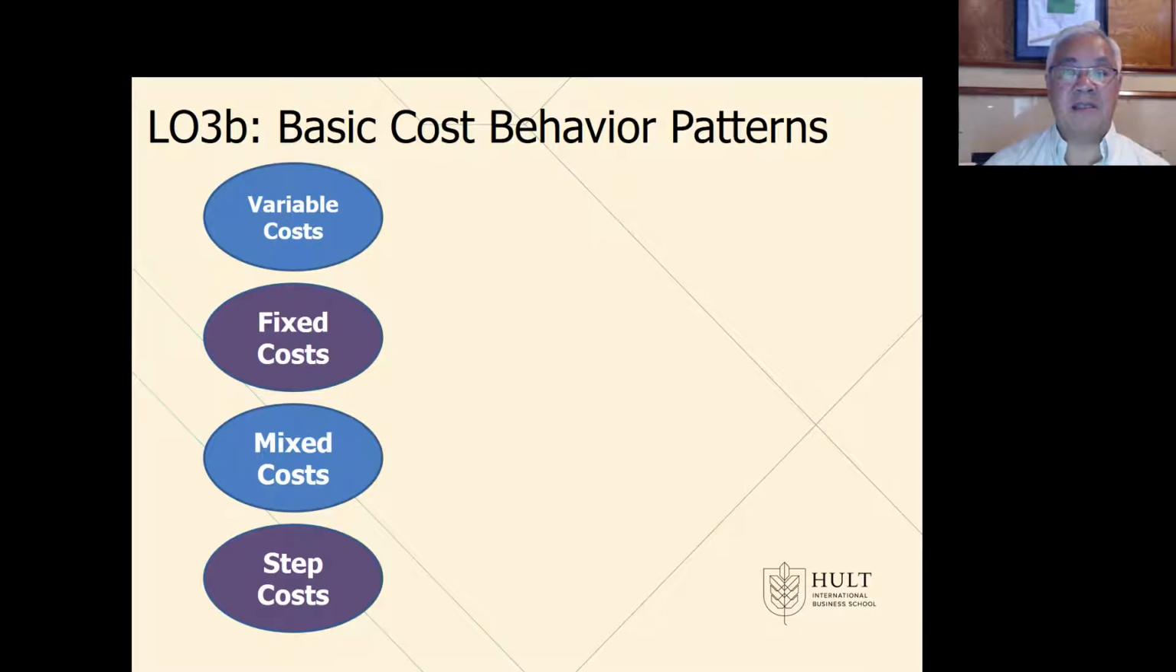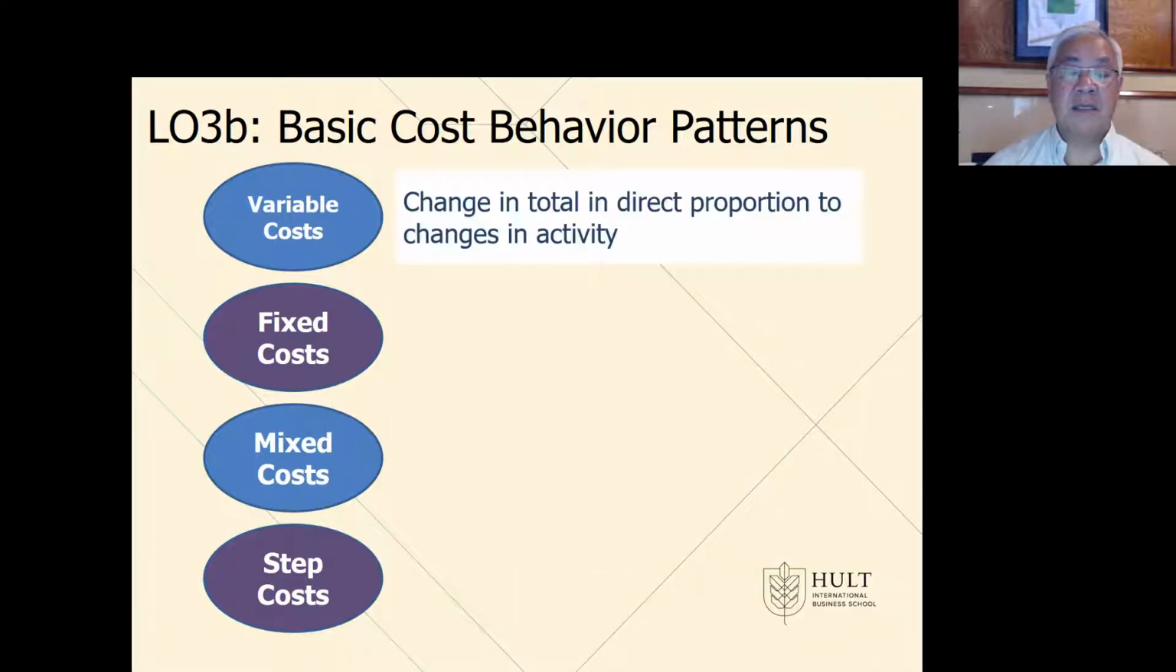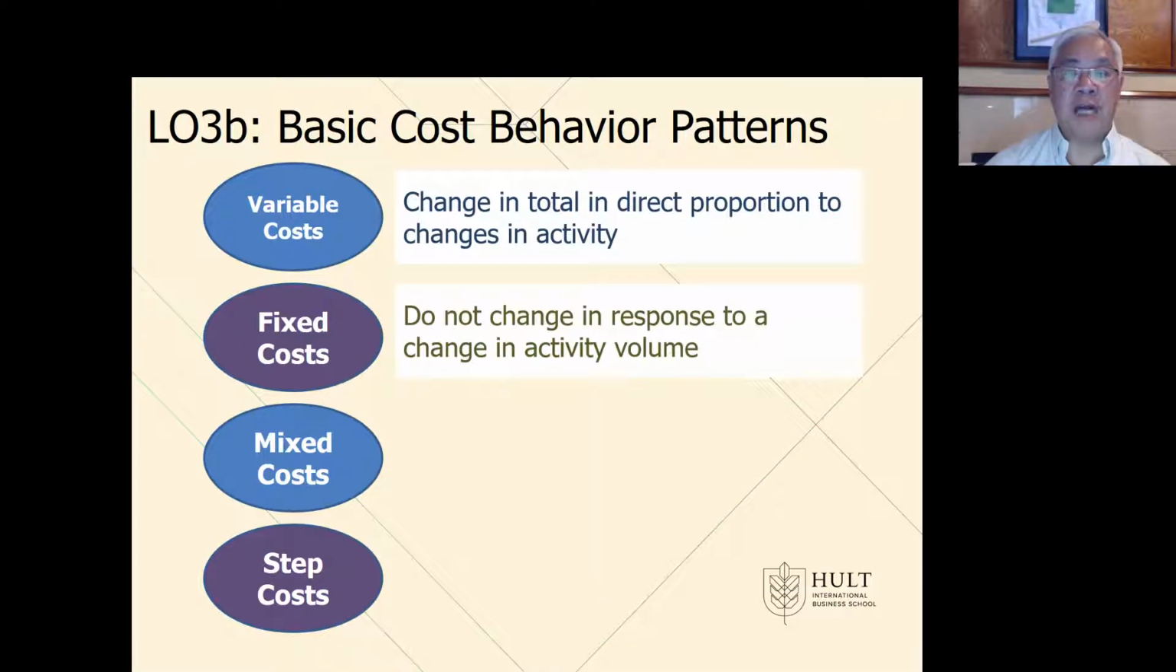Cost behavior patterns, this you recall from probably both your accounting and economics classes. We have the categories of variable costs, which is in direct proportion. So if we're selling gasoline, for every gallon we sell, we have a cost of goods sold for a gallon of gasoline, right? So that's a variable cost. Fixed are those that do not change.